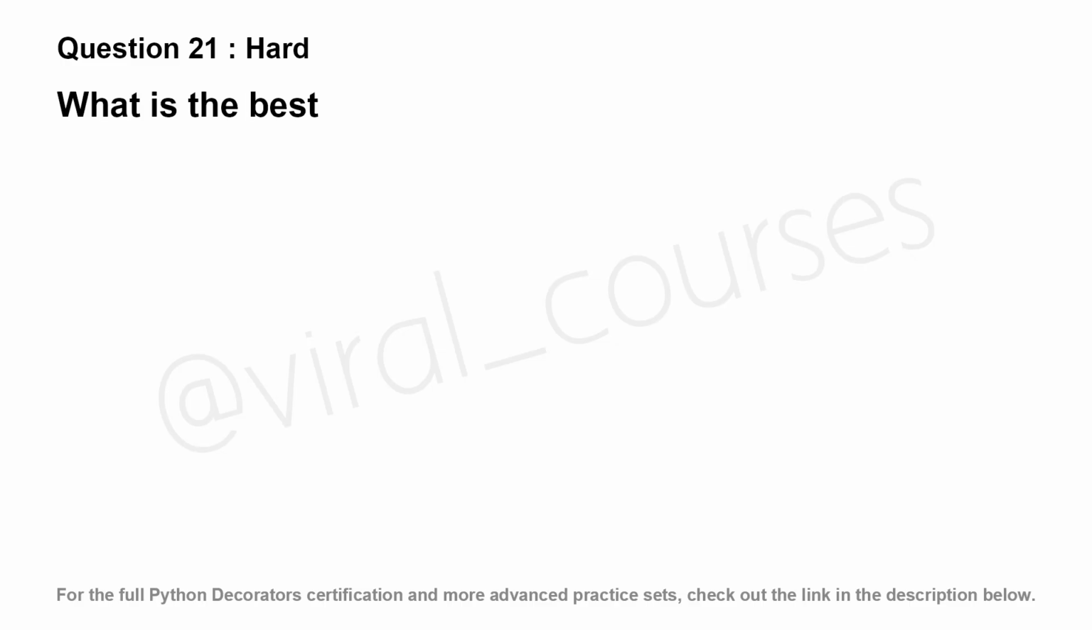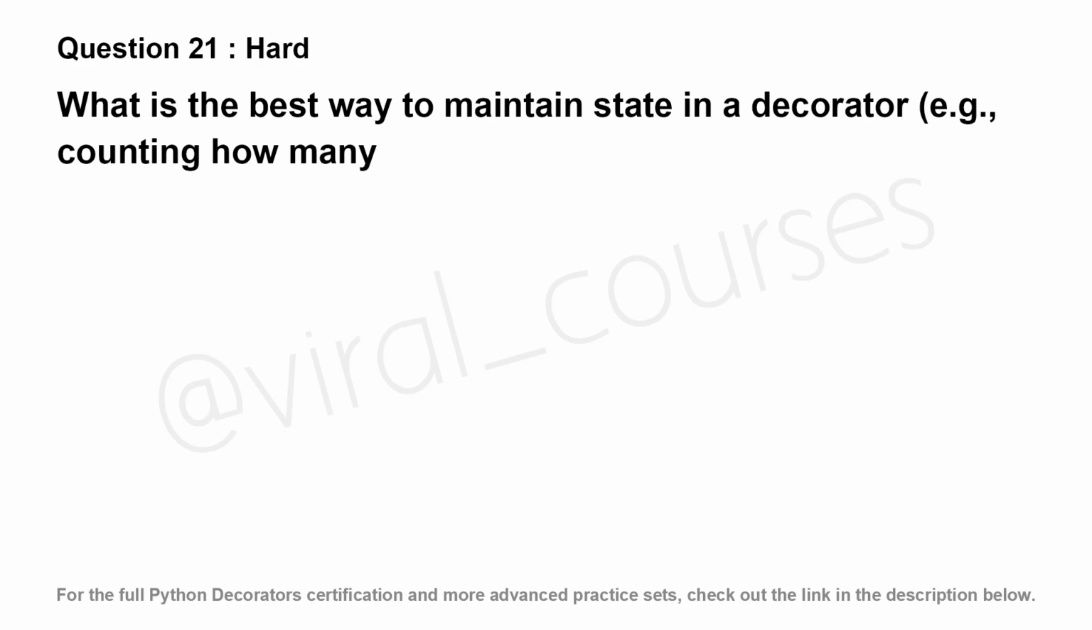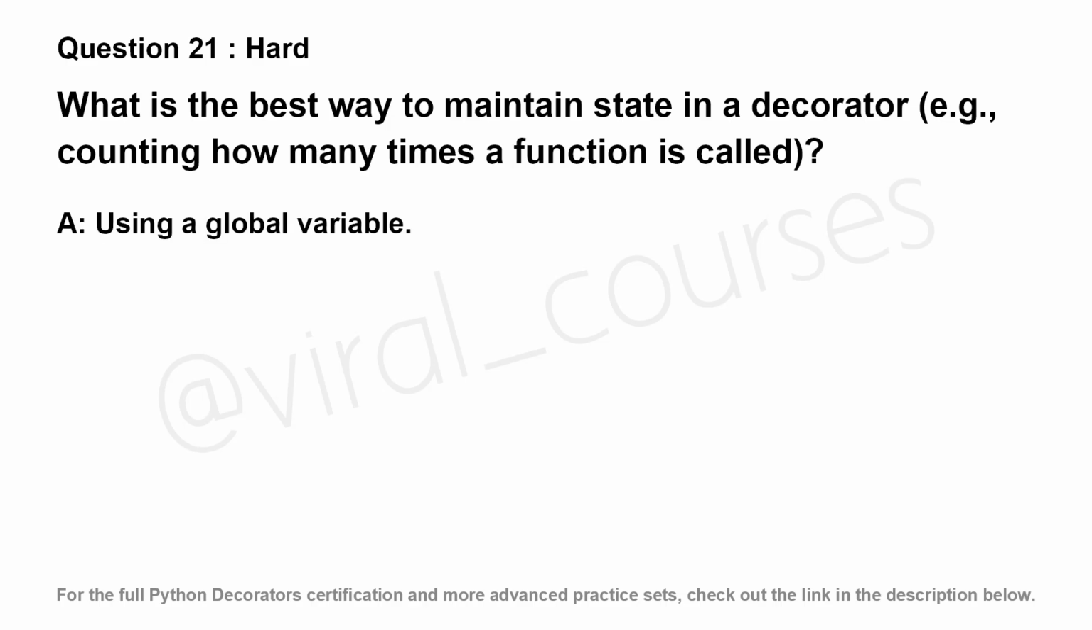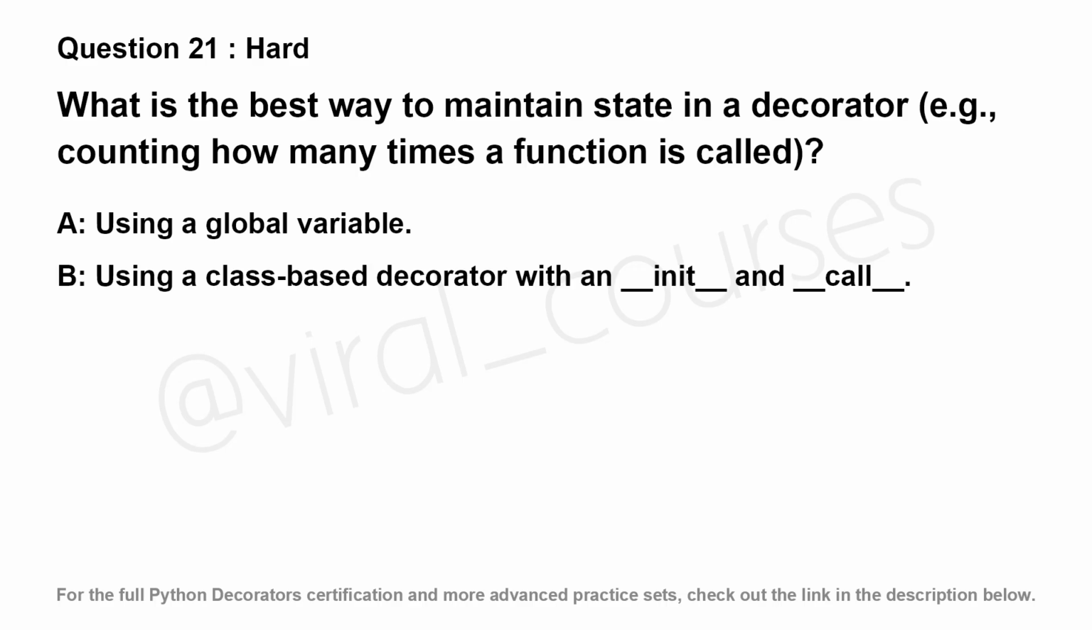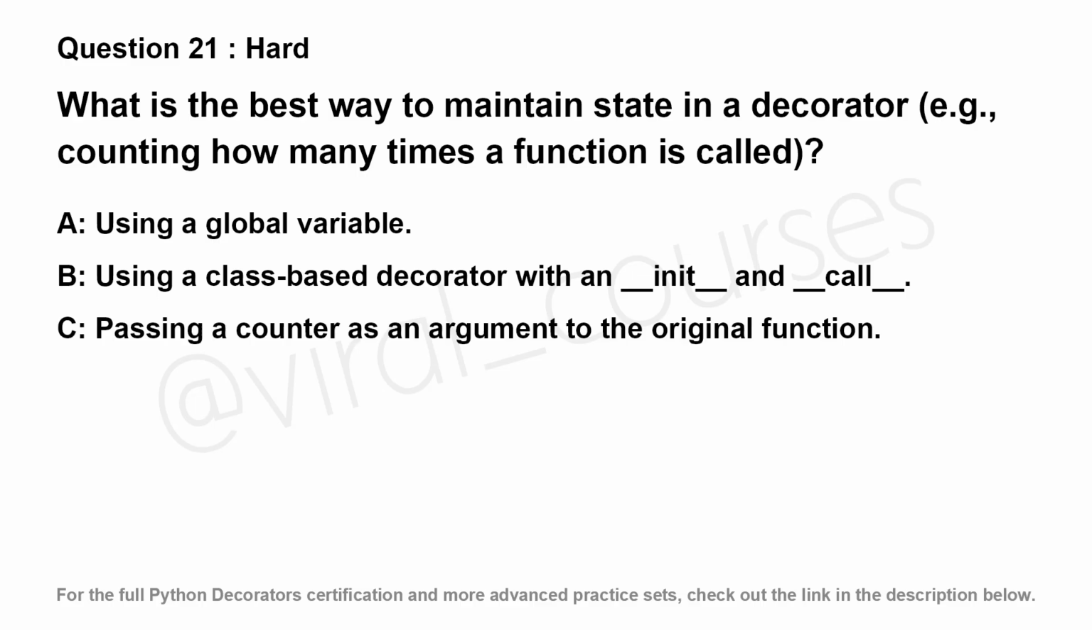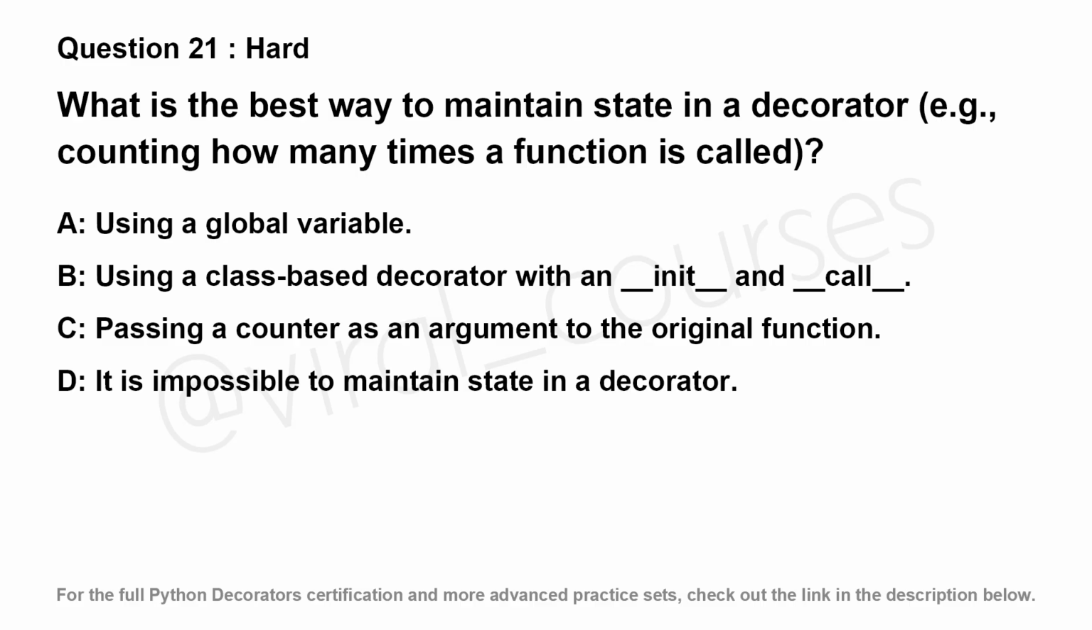What is the best way to maintain state in a decorator, e.g., counting how many times a function is called? Option A, using a global variable. Option B, using a class-based decorator with an __init__ and __call__. Option C, passing a counter as an argument to the original function. Option D, it is impossible to maintain state in a decorator.